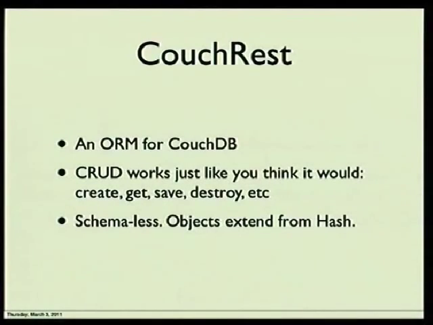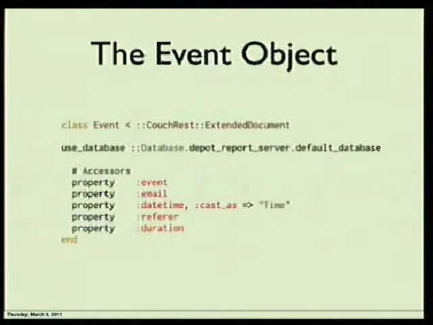So the first thing I want to talk about is we are Ruby shops. We use CouchRest to integrate with CouchDB. You don't need to know too much about CouchRest other than that it's an ORM for CouchDB, and the CRUD in it works exactly the way you'd think it worked: create, get, delete, that sort of thing. The other interesting thing is that it's schemaless, so your models basically extend hash, and you can add attributes that aren't specifically declared in your model and save them at runtime, which is kind of nice for reporting.